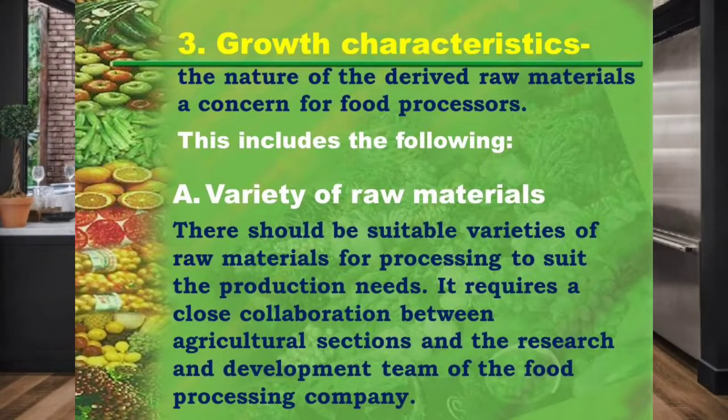The third is growth characteristics. The nature of the derived raw materials is a concern for food processor. These include the following. Letter A. A variety of raw materials. There should be suitable varieties of the raw materials for processing to suit the production needs. It requires a close collaboration between the agricultural section and the research and development team of the food processing company.